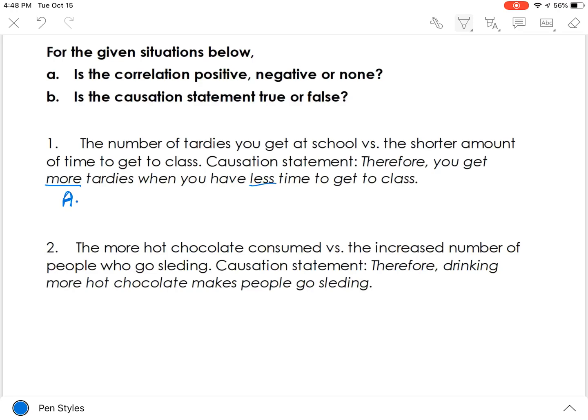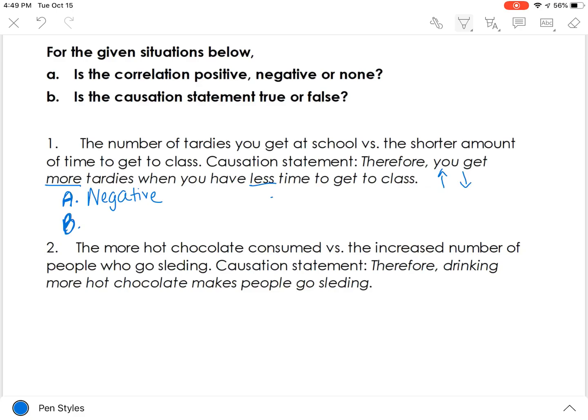For letter A, is this positive, negative, or none? Well, the tardies are increasing and the time you get to class is decreasing. Since one is increasing and the other is decreasing, this would be a negative relationship. This would be a negative correlation. Letter B, is it true or false? Will you get more tardies if you have less time to get to class?